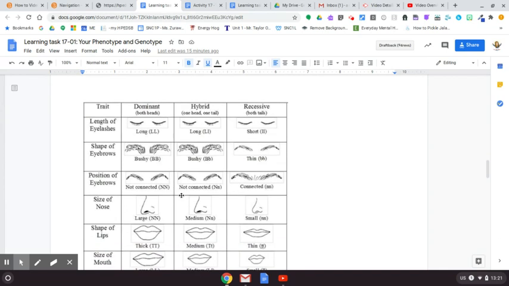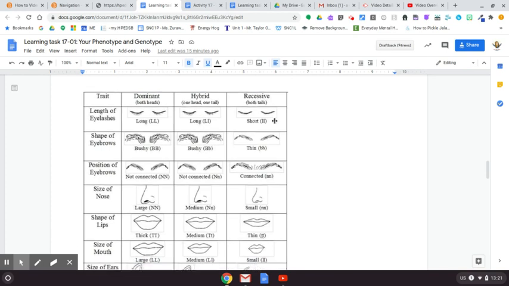These ones are really good too, and it actually gives you an idea. So length of my eyelashes. If I see long eyelashes, either I'm big L, big L, so both my parents gave it to me, or I'm big L, little l. So this can happen two ways: one, my mom gave me the big L, or two, my dad gave me the big L. So you have to think about both parents. These hybrids can happen two different ways. Mom or dad does it for you. Little l only happens when mom gives you a little l and dad gives you a little l.